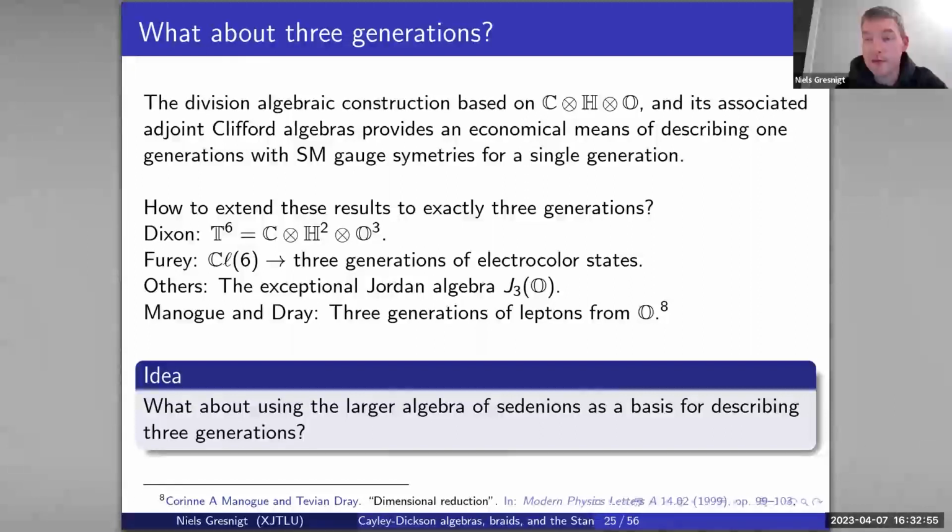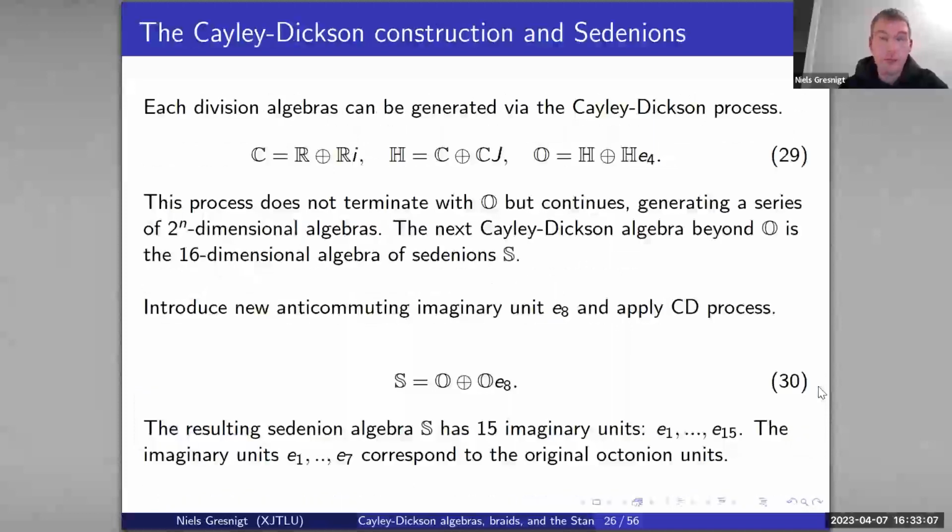So the idea I've been thinking about for a few years then is, well, what about using the larger algebra of Sedenians, which I'll define in a minute, as a basis for describing 3 generations. And the reason I thought of this approach is that each of the division algebras can be generated via what's called the Cayley-Dickson process. So you start with the real numbers, and you apply the Cayley-Dickson process, it gives you the complex numbers, and then the quaternions, and then the octonions. And at each step, what you do is you introduce 1 new imaginary unit. And then satisfying some conditions, you can obtain the next Cayley-Dickson algebra.